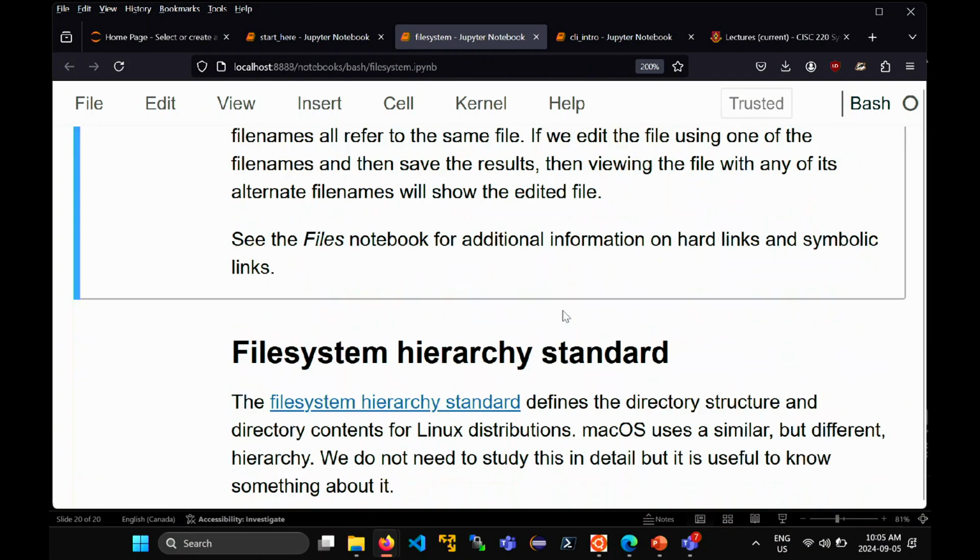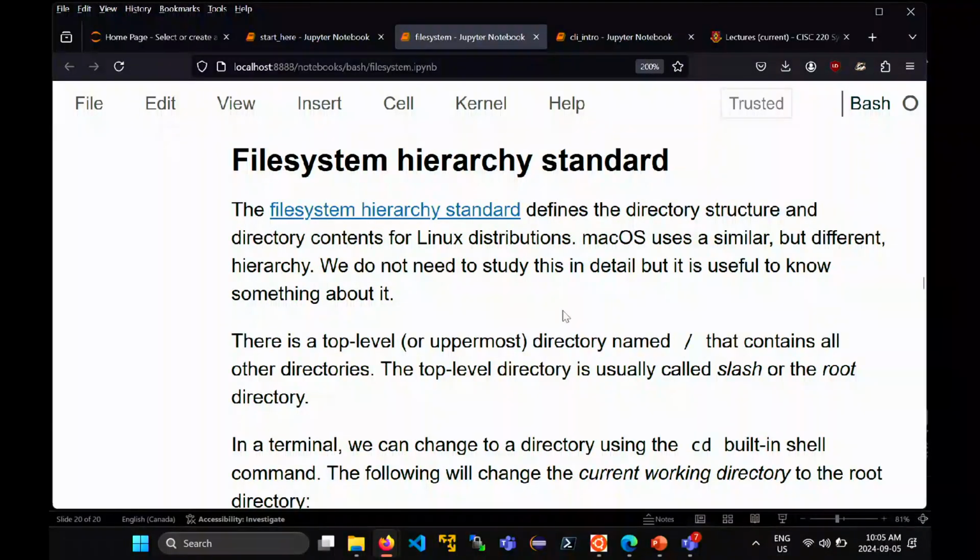Here's the information about hard links, right? The slide wants me to go here. And so when you're using an operating system, when you're using Unix or Linux, most, but not all, of these operating systems have their file system set up in a particular way. There's no guarantee that they are set up in this particular way, but the chances are very good that they are. So there is a standard that defines how your file system should be set up. But there's no requirement that your operating system actually follow this standard, right?